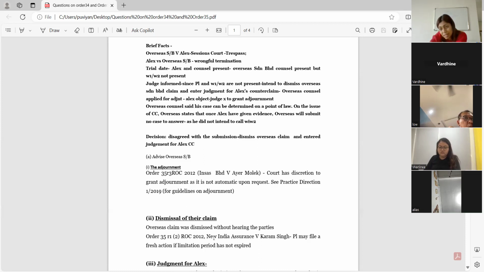Then I add on this case. I'm not sure whether you all have this case in your book. I think you should have: New India Assurance versus Karam Singh, where the plaintiff can file a fresh action if the limitation period has not expired, because now their claim has been dismissed, correct? His claim has been dismissed. He can refile a fresh action if the limitation period has not expired. That's what I'm using this case for. If you don't have this case, it's okay. You can use any case that you have.